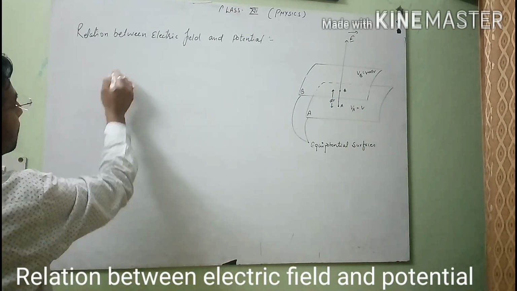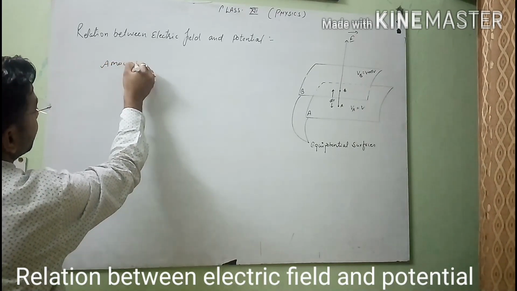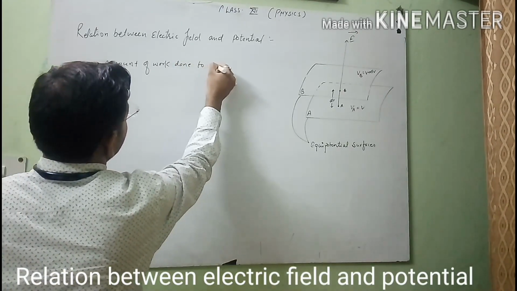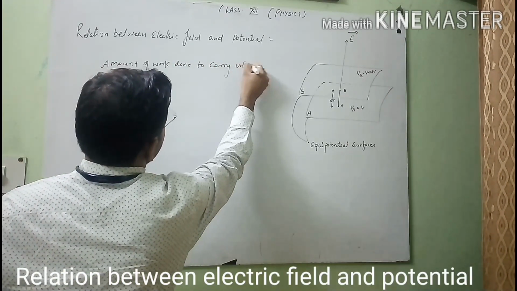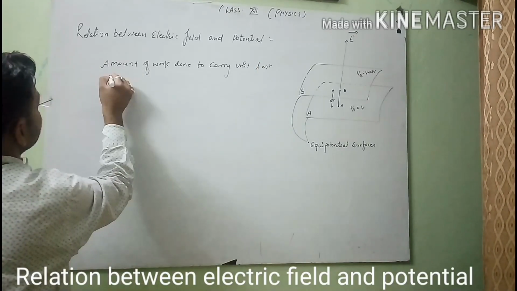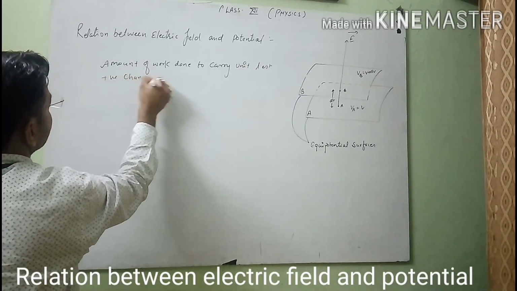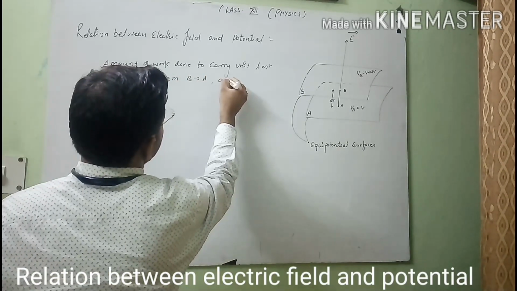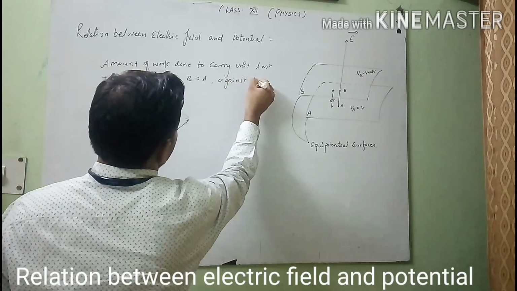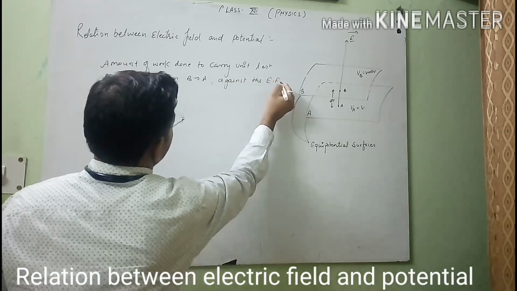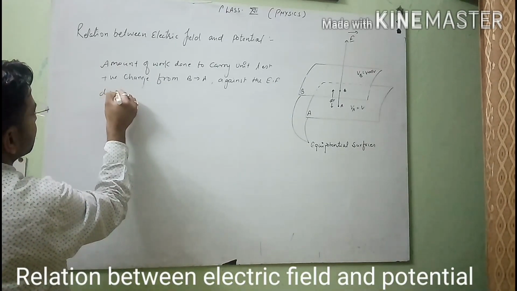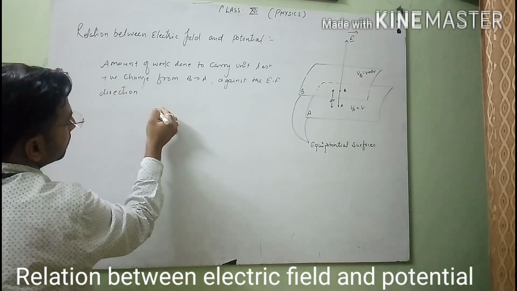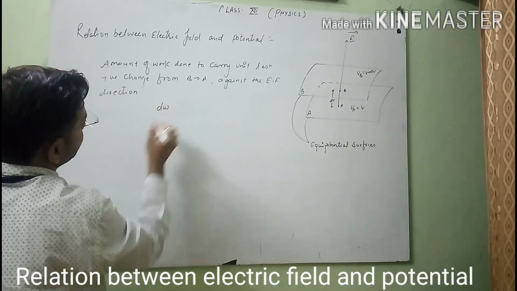So I will write here in short, the amount of work done to carry a unit test positive charge from B to A, which is against the electric field direction. So this amount of work done is dW.